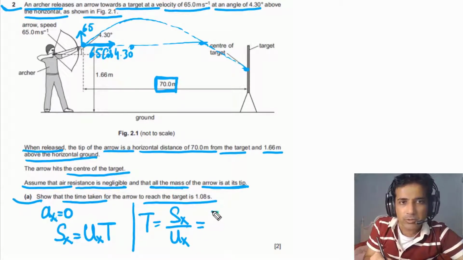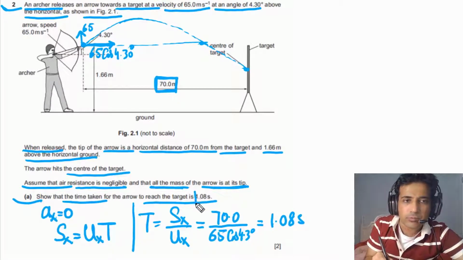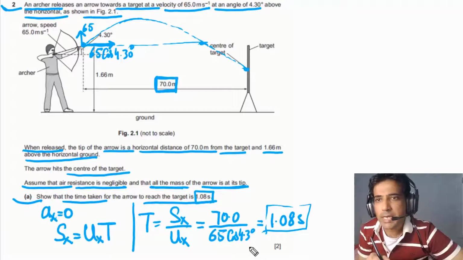We have horizontal displacement, that is 70.0 meters, and we have horizontal component of initial velocity, that is 65 cosine of 4.3 degrees. If we solve this one, our answer will be about 1.08 seconds. And this is what we need to show, that t is equal to 1.08 seconds. And this question has 2 marks.